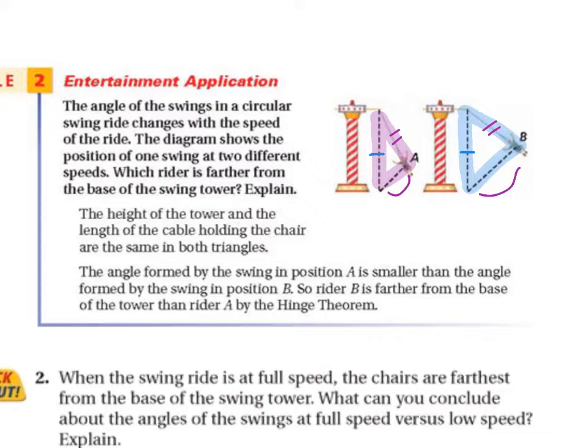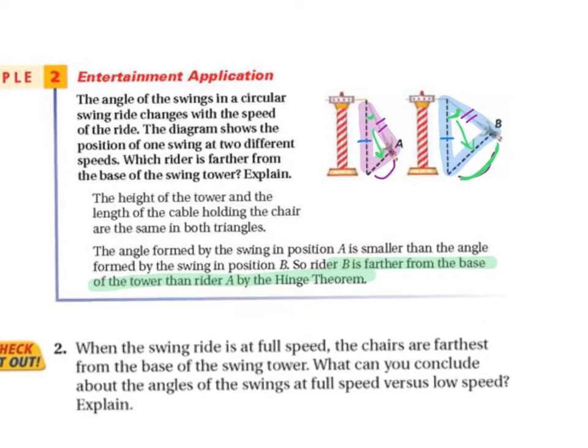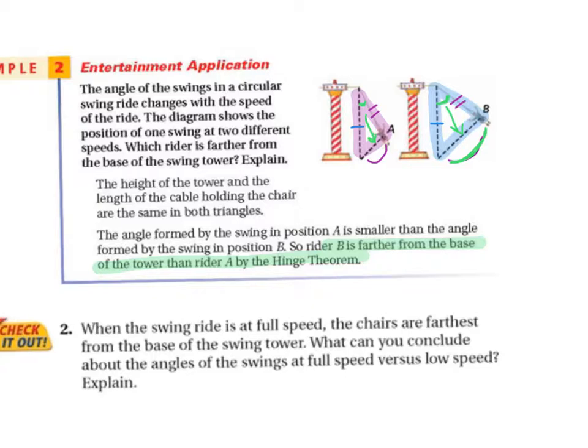You can see from the top here that this angle is smaller than this angle, which tells you the side opposite the first one is going to be smaller than the side opposite the second one, making this the larger side, which would be the larger distance. So rider B is further from the base than rider A, and that's your Hinge theorem.